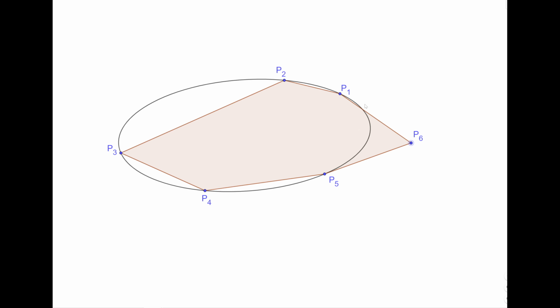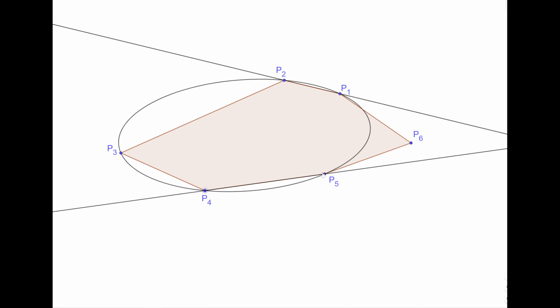And I'm going to elect a first side, for example, P1 to P2. Which one is its opposing side? Since this has 6 sides, I need to skip 2 and find P4, P5. So what am I going to do? I'm going to draw a line through P1, P2. I'm going to draw a line through P4, P5.